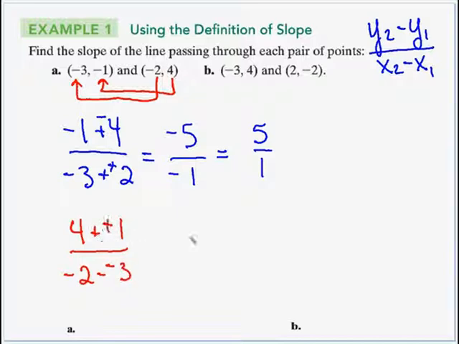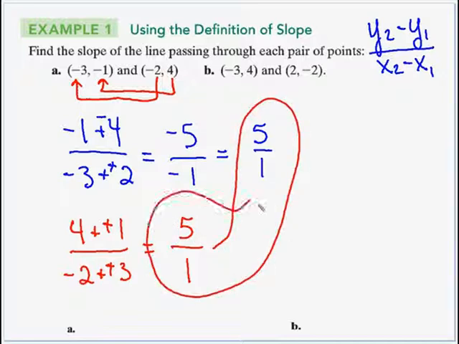So here again, add the opposite. That turns into a positive 5. -2 minus a -3 turns into 1. So here we had a negative divided by a negative. Now it's positive divided by positive. End result is the same. Those slopes are the same at both 5 over 1.